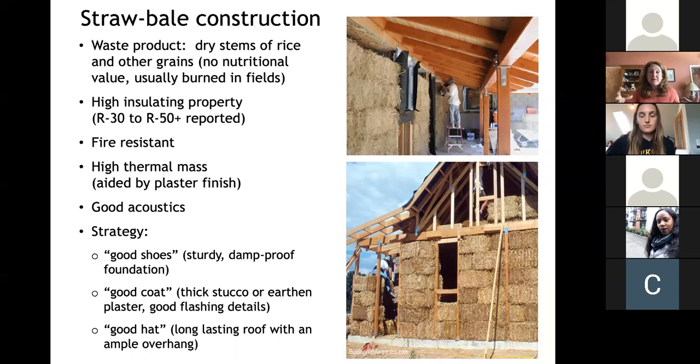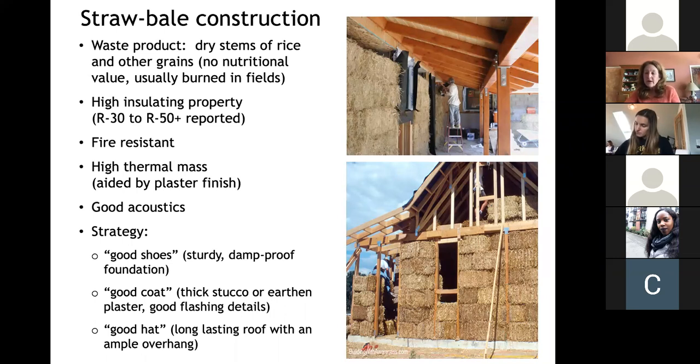The thickness of these bales is generally at least about 18 inches. So they have very high R values, trapping a lot of pockets of air. R30 to 50, and I've even seen higher numbers reported. Now, during construction, it can be a fire hazard because you've got a lot of loose straw on the ground. But once the building is built and it's very dense, with the earthen or plaster finish on both sides, then it's considered to be fire resistant.